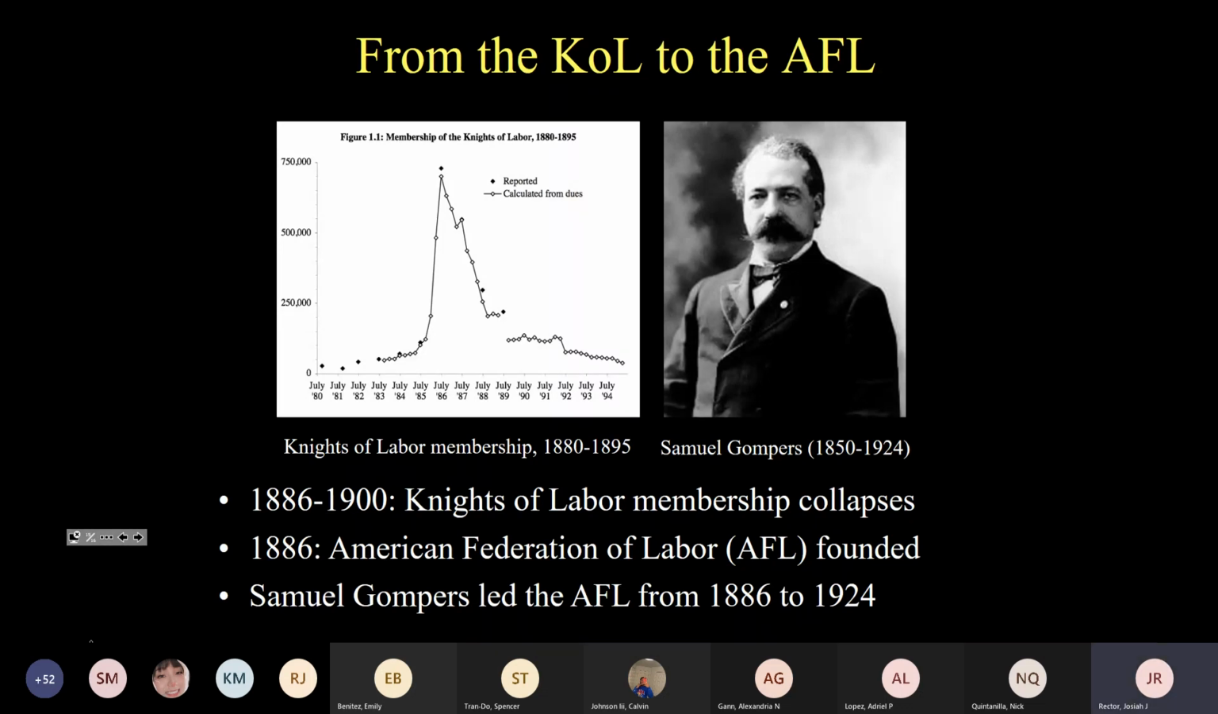The year of the Haymarket Affair, you see the founding of the American Federation of Labor by Samuel Gompers, whose picture is on the right side of the slide. I'm going to end with this. So Samuel Gompers was from a family of Dutch Jews. He was born in 1850 in England, but his family came to New York City when he was 13 years old.